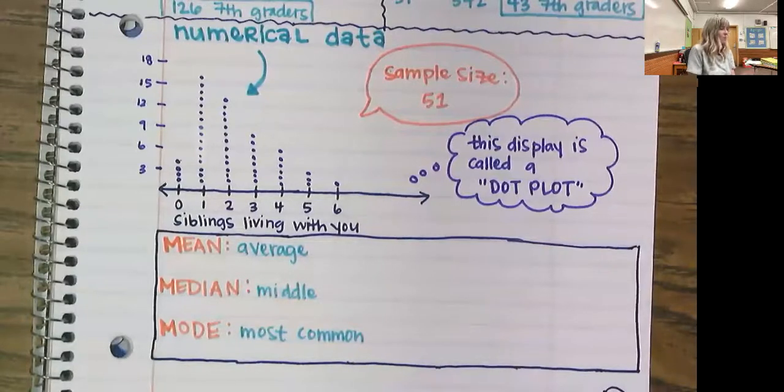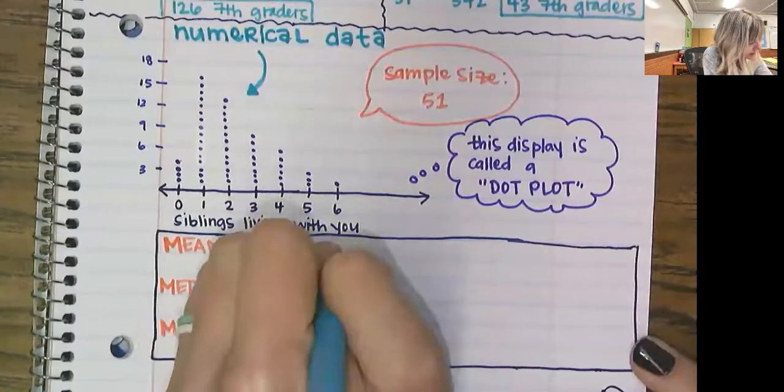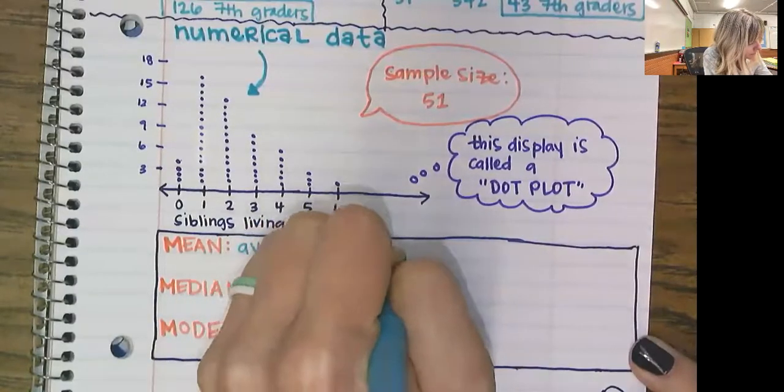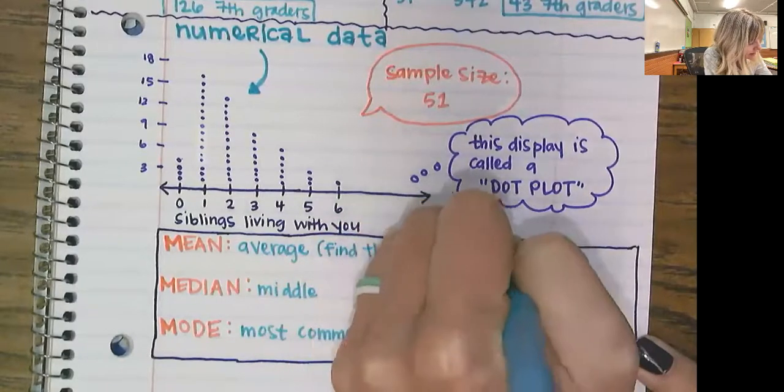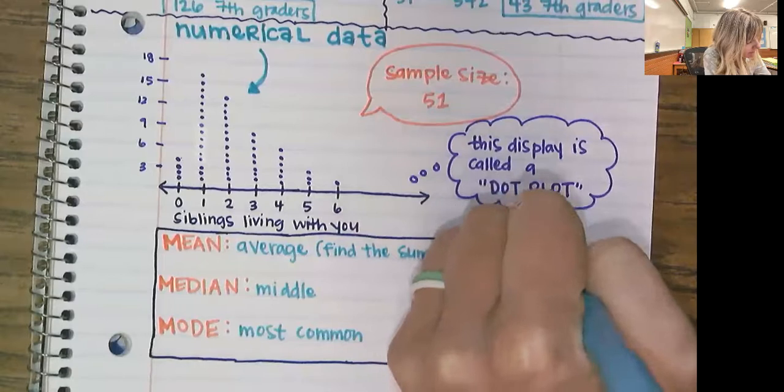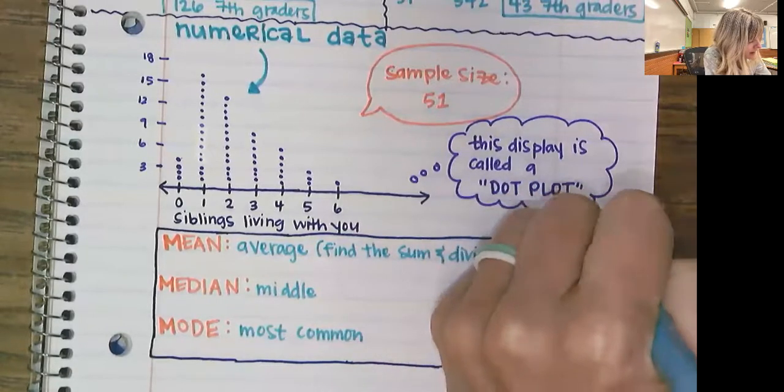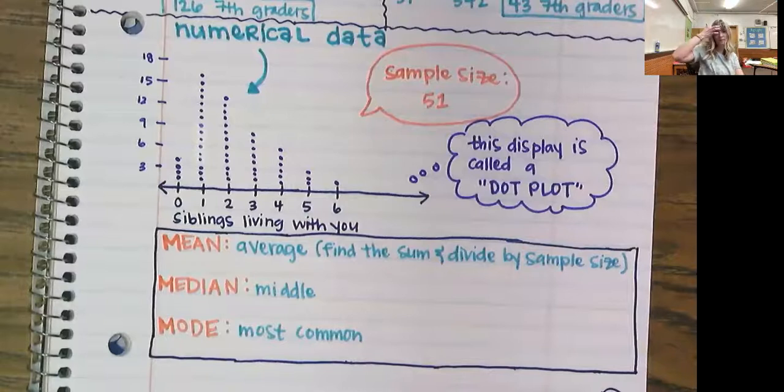So to show ourselves what those mean, the average, I'm going to change to purple now. Let's actually find this information for the siblings living with you. The average means you have to add them all up and divide by the sample size. Okay, so I'm going to write this: find the sum and divide by sample size. How much data do you have? Find the sum and divide by sample size.